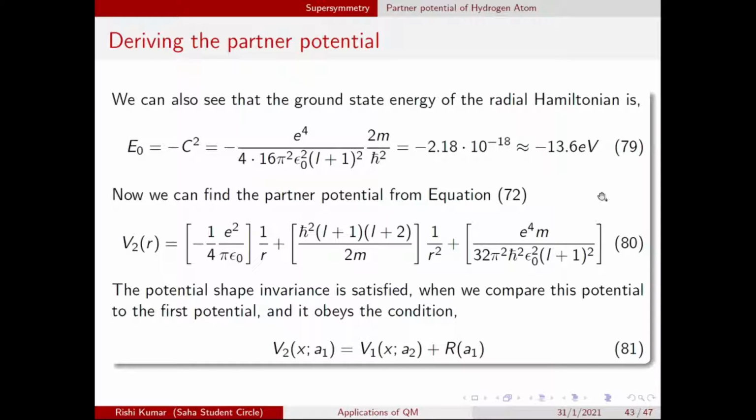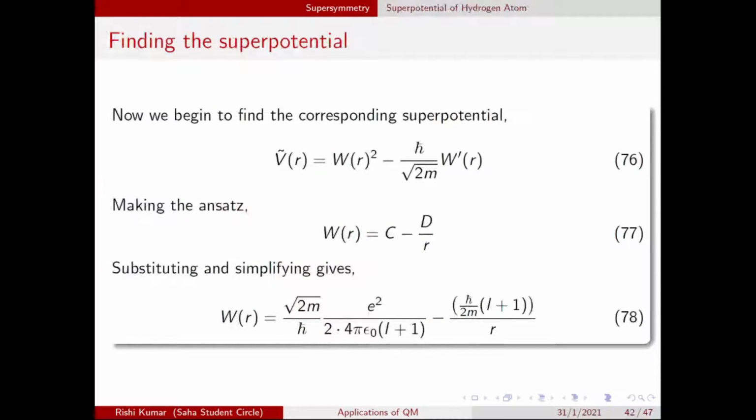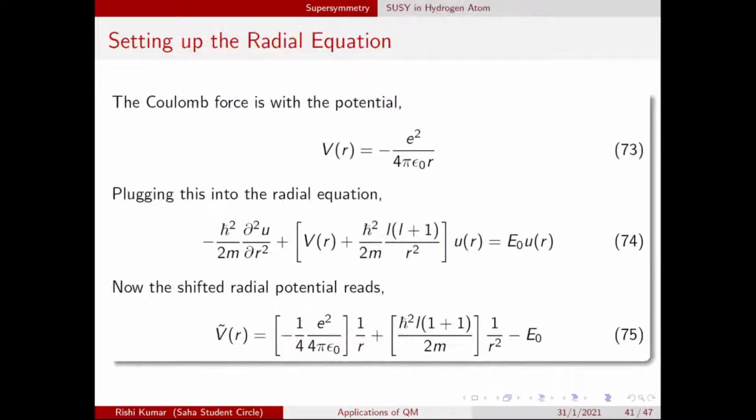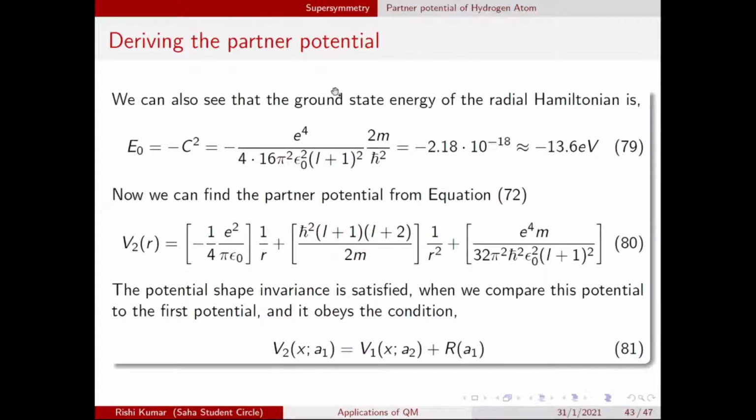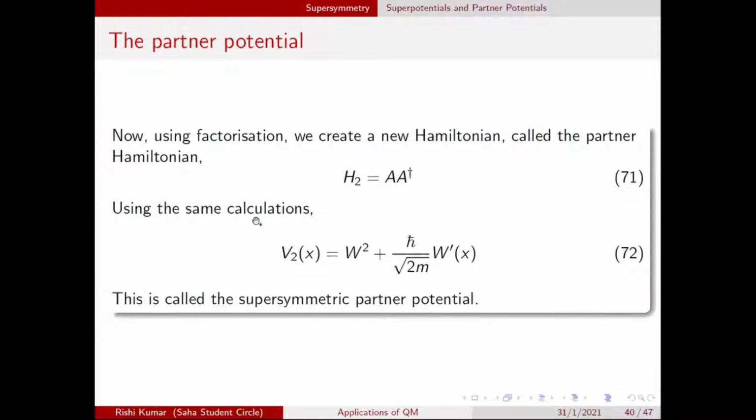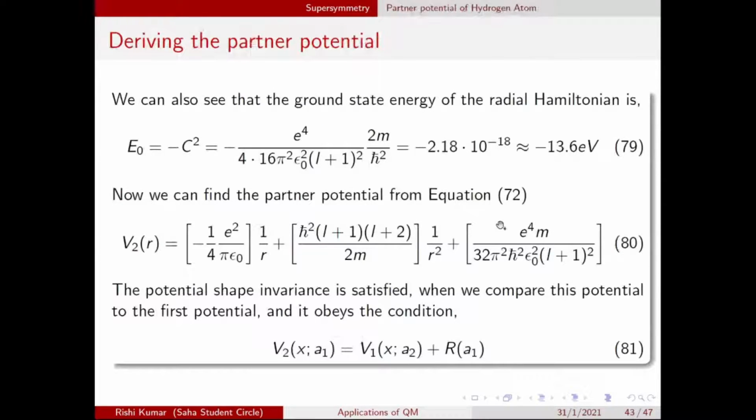So, why is this more elegant, you might ask? The previous section on the hydrogen atom looks simple, but if you actually calculate it, it takes pages and pages of derivation. But right here, we just directly factorized. We found the superpotential, and now we're going to find the partner potential from equation 72 right here. We are going to use W and W dash to find our partner potential.